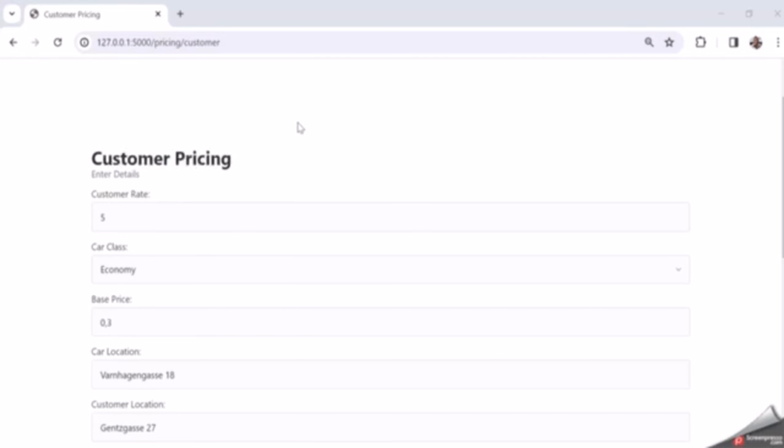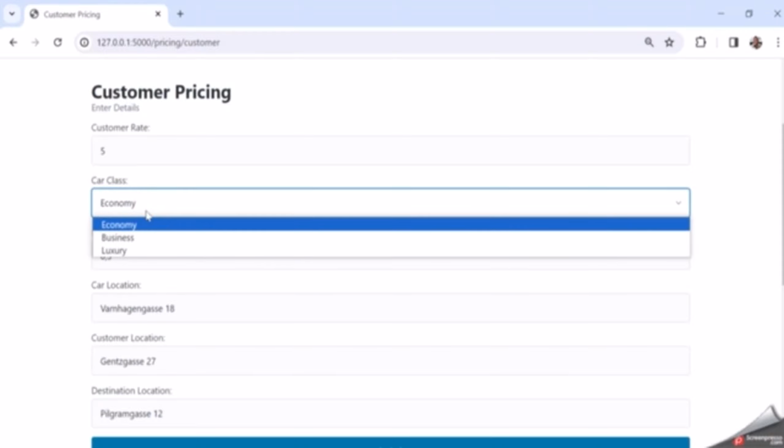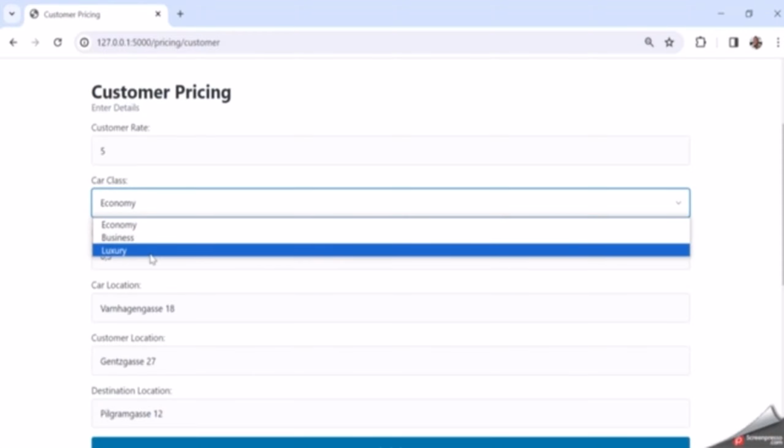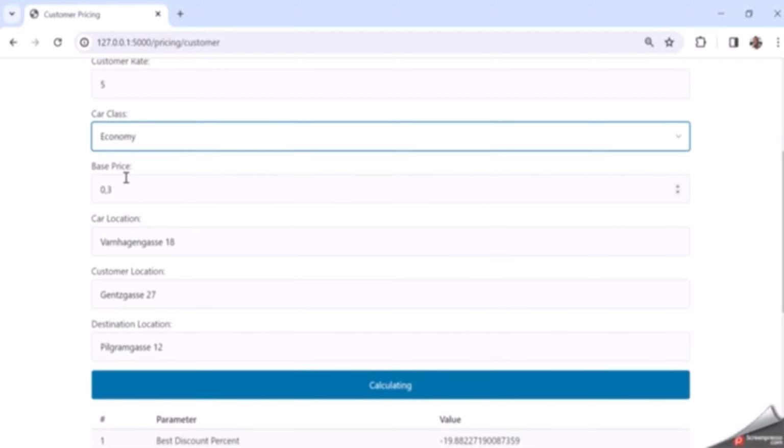The customer pricing part shows the work of genetic algorithms that aims to maximize customer satisfaction. Here are the input values. So first comes customer rate. It should be a value between 1 and 5, where 5 is the best customer rate. Then comes the car class. It can be either economy, business, or luxury, where luxury is the best car class that gives the most satisfaction to the customer.